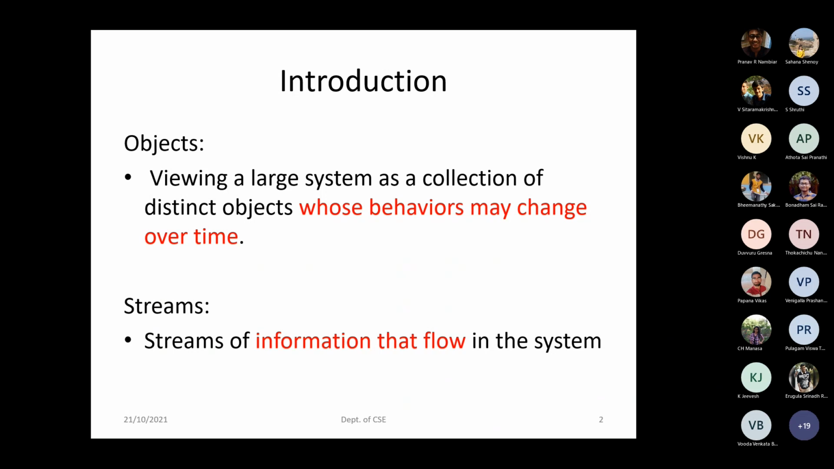So when it moves from one state to another state, how the object changes, how its behavior changes, all these things we can visualize. That is the reason why we go ahead with the objects part. Similarly, at the end of this chapter, we shall describe streams.